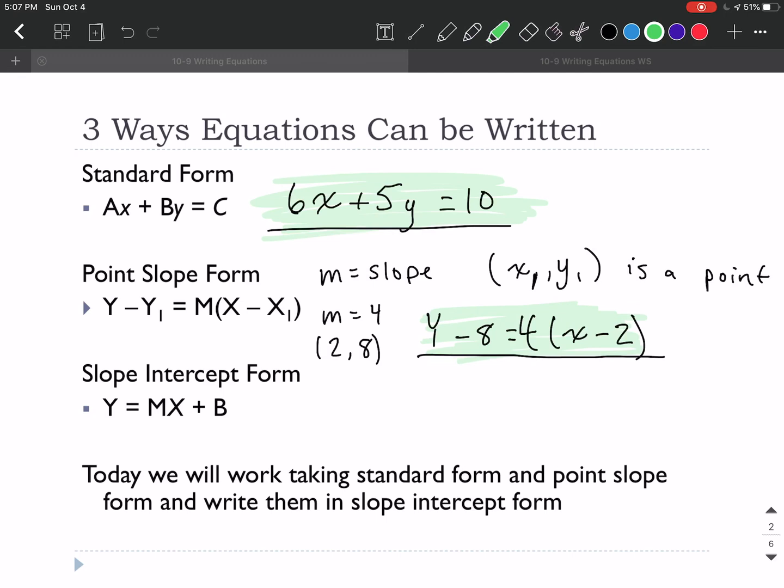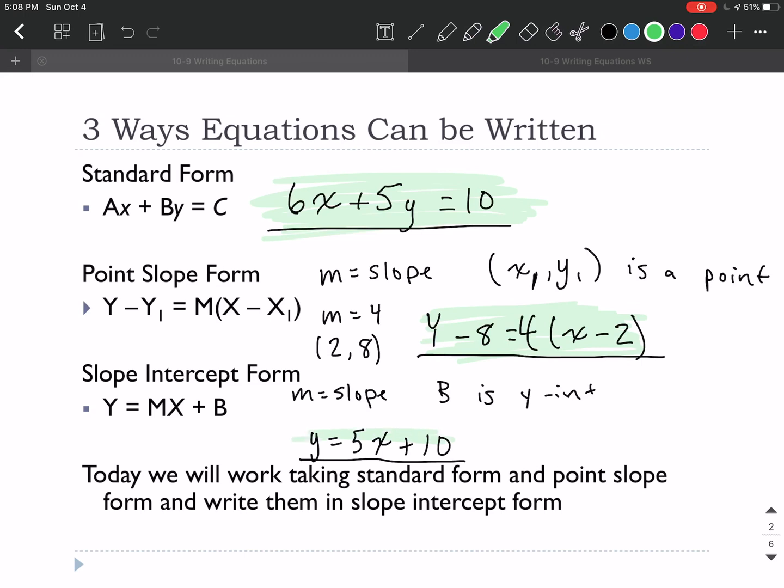And lastly, we could have slope-intercept form, which is y equals mx plus b. m equals slope again. b is our y-intercept. They would be defined, but our equation could look something like y equals 5x plus, for instance, 10. So that's an example of slope-intercept.